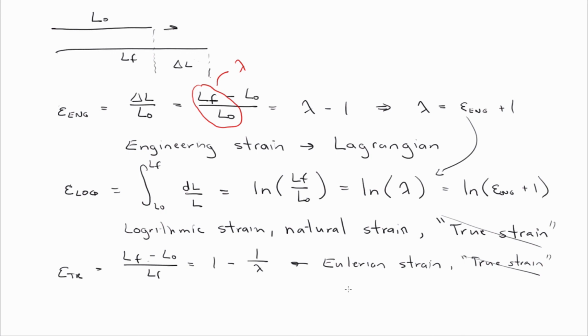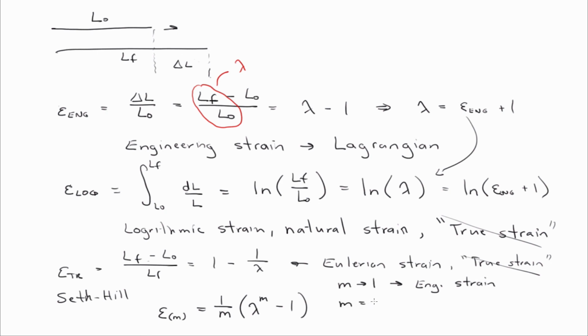And so since they're all related, you can probably see that there's something called the Seth-Hill strain measure. At least for this family of strains, it's a way to write them all compactly in that you have a parameter m, so the strain is then 1 over m, lambda to the m minus 1. And you can just see by inspection that if m is 1, you get the engineering strain. If m is minus 1, you get the Eulerian strain. And if m is 0, you get the logarithmic strain.